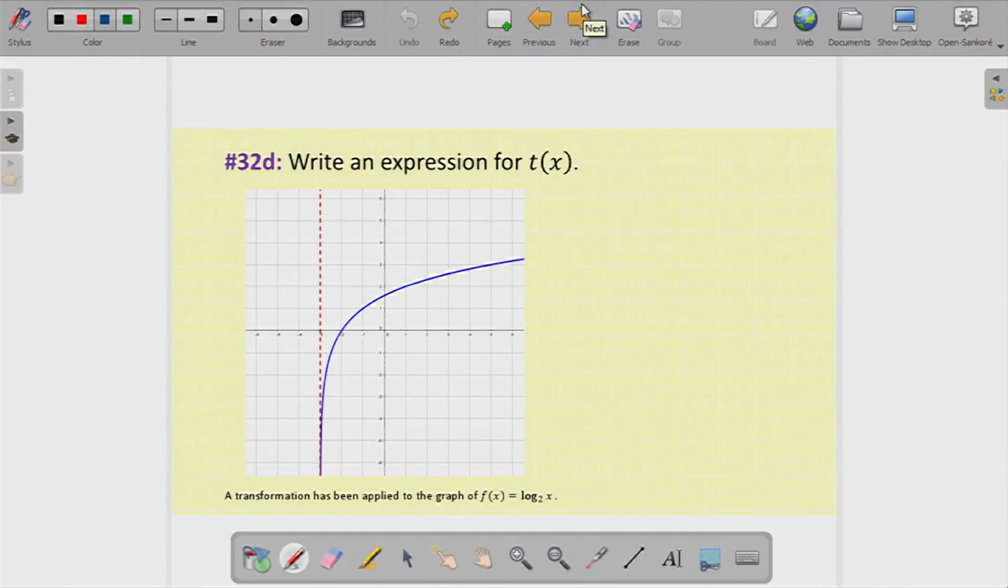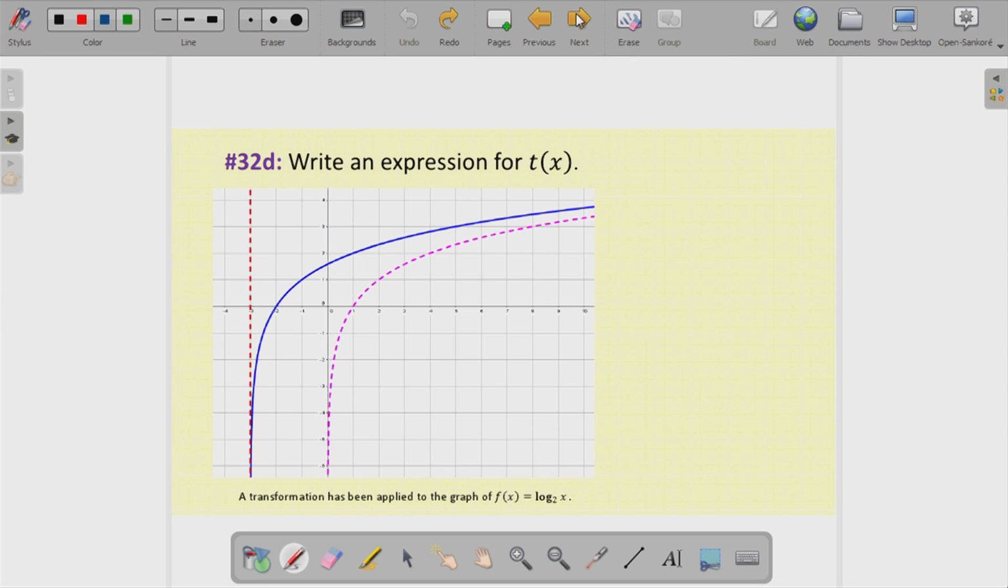It's 32D, and it looks like intuitively this is a picture of the log base 2 graph, just shifted to the left 3 units. I think that because x equals 0 is normally the vertical asymptote, and now it seems like it's x equals negative 3. And to really confirm that, though, I want to actually take a look at these side by side.